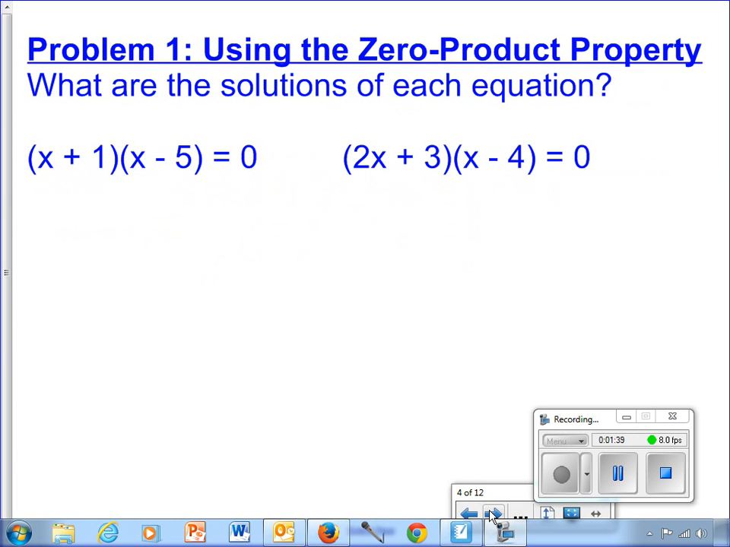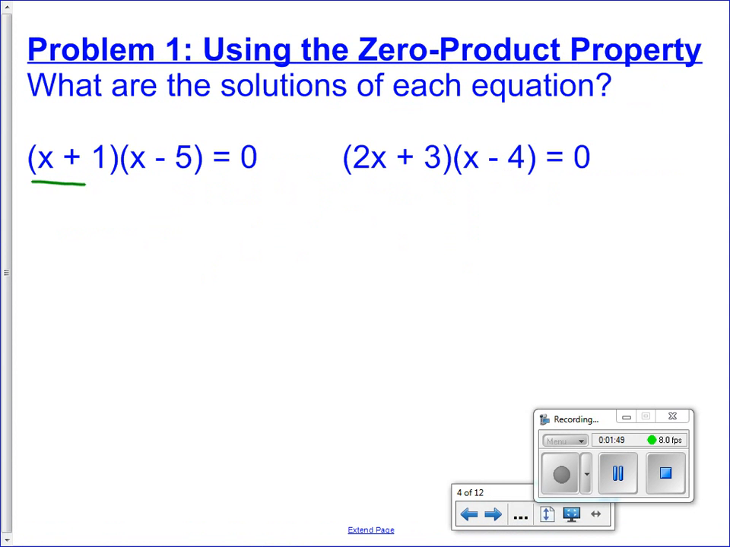Alright, so first of all, we're going to begin just by using the zero product property. What are the solutions of each equation? What we have here are two binomials multiplied together, and we get 0. So what this tells us is either x plus 1 has to be equal to 0 or x minus 5 has to be equal to 0. And so we simply solve each equation.